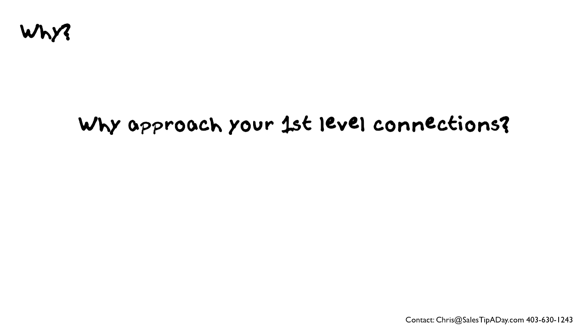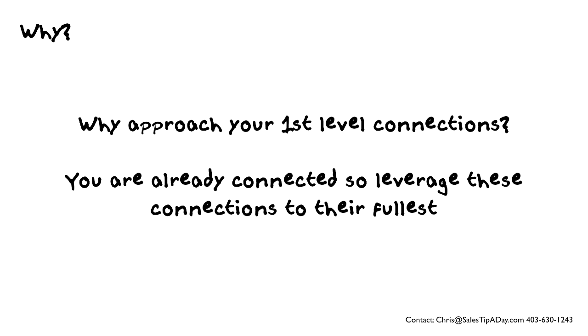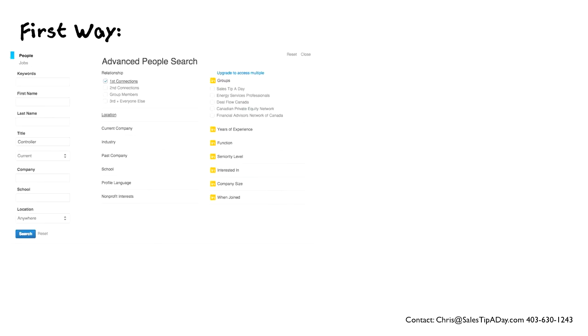First of all, you want to approach your first level connections because you're already connected to them. That's the strongest connection that you have on LinkedIn. And you want to be able to leverage these connections to their fullest. There's three ways that you can do this with your first level connections.